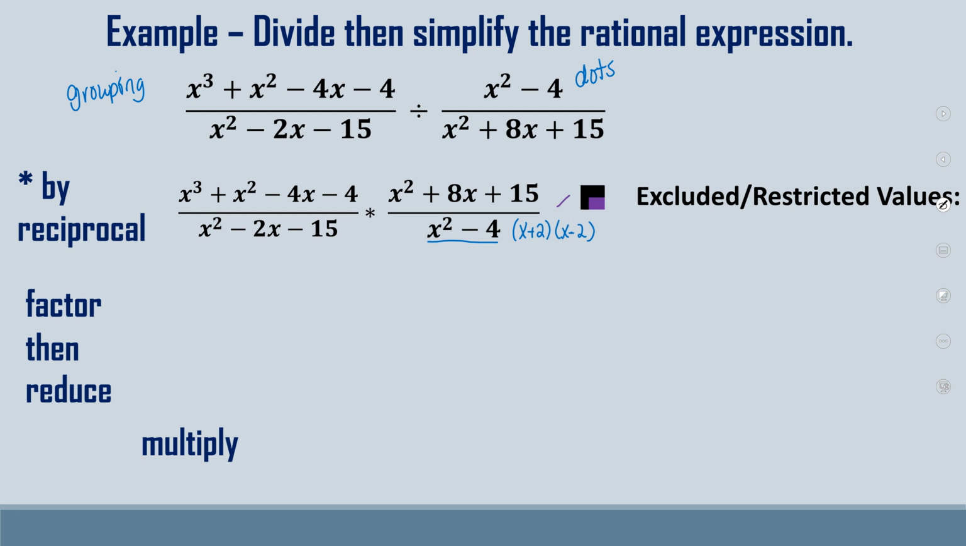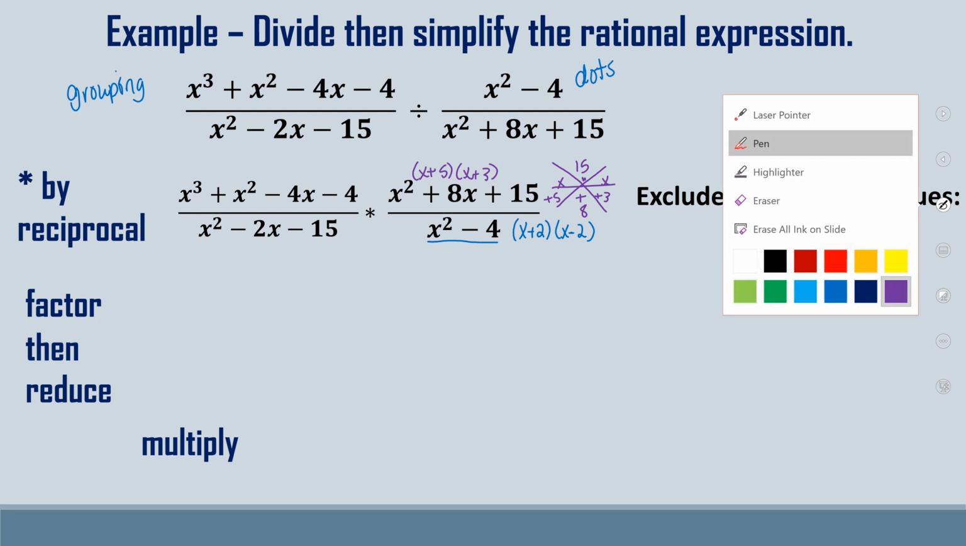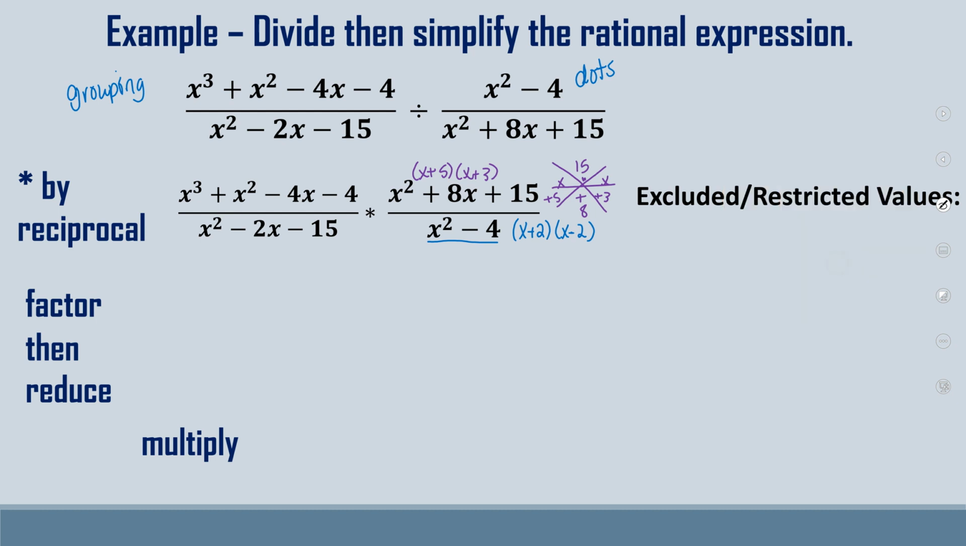We will do this guy over here, x squared plus 8x plus 15. So what multiplies to 15 and adds to 8? That'll be a positive 5 and a positive 3 with x's on the top. So those factors are x plus 5 and x plus 3. Okay, so we took care of everything for the second expression.